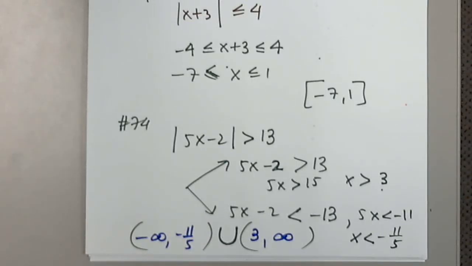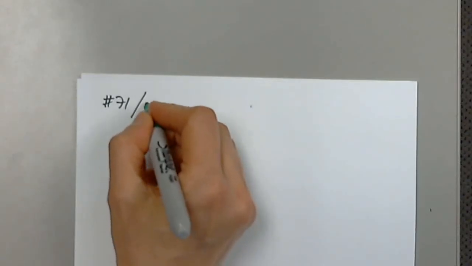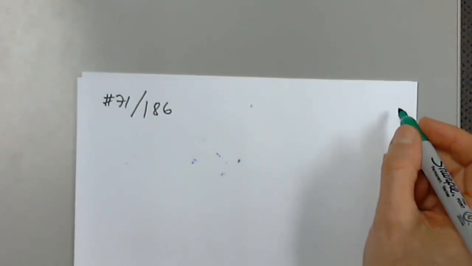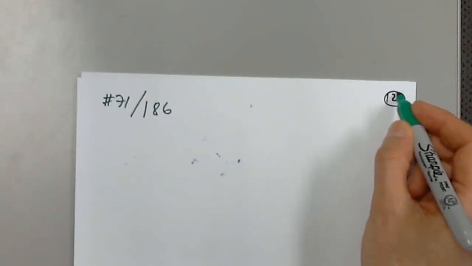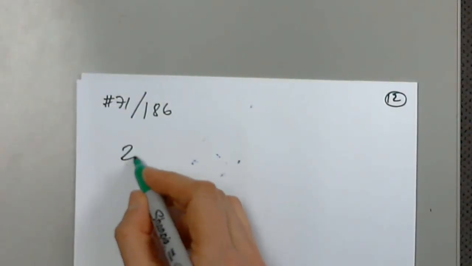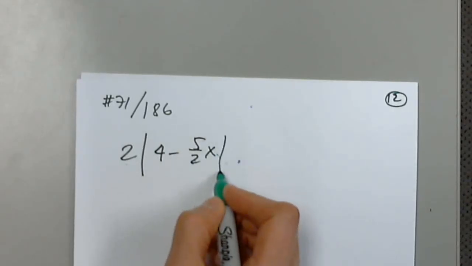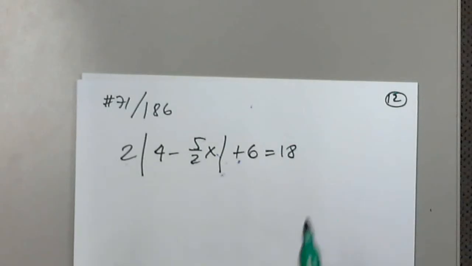So these are two different types of inequalities. One that says this and the other one that says this. Okay. Let's look at an absolute value equation. Okay, let's say 71 on page 186. And this is my page 12. 71. 2. The absolute value of 4 minus 5/2 x plus 6 equals 18. After this problem, I would like to talk a little bit about the final exam.